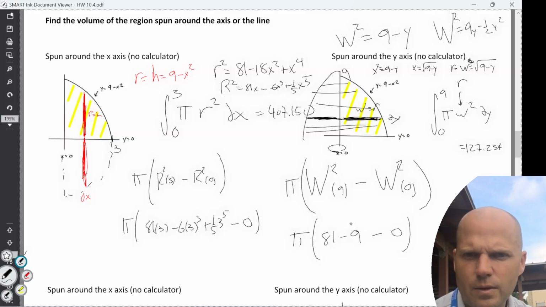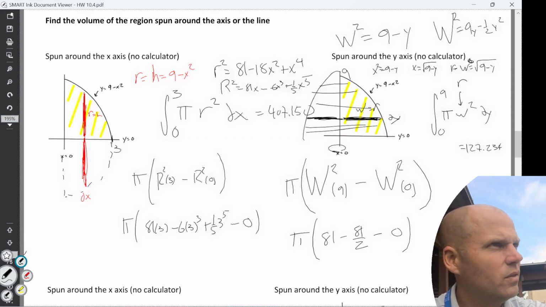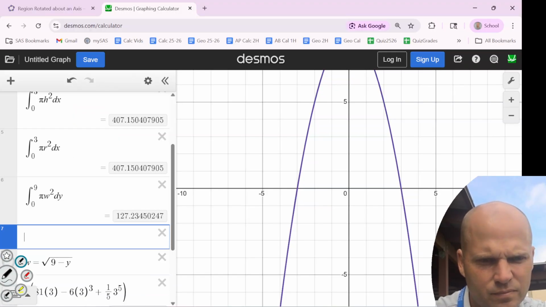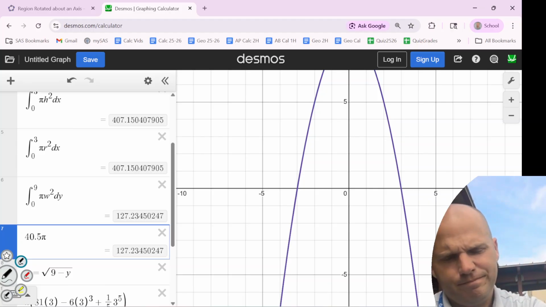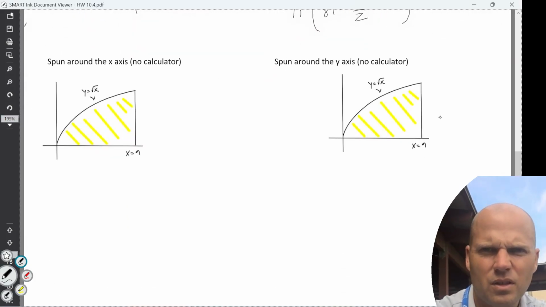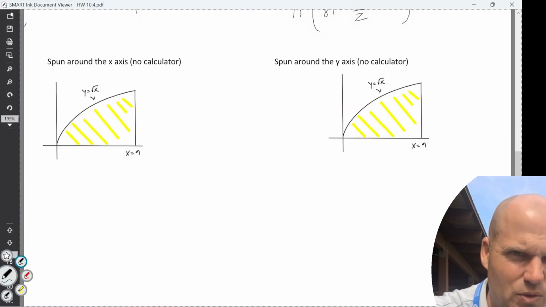Cool. So 81 minus 81 halves, which is like 40.5 pi. Well, bam. Okay. I am going to show you how to do these without a calculator, but let's try to get the answer with a calculator.